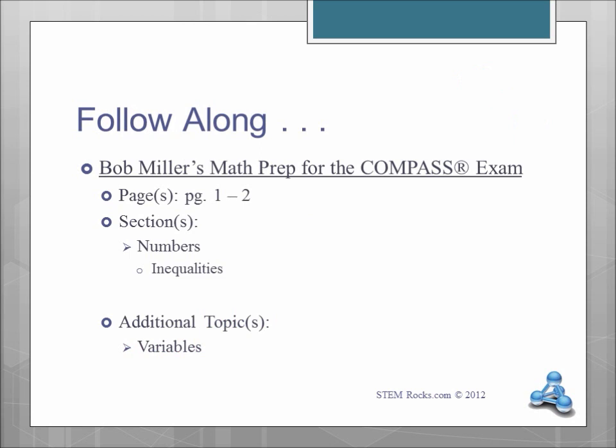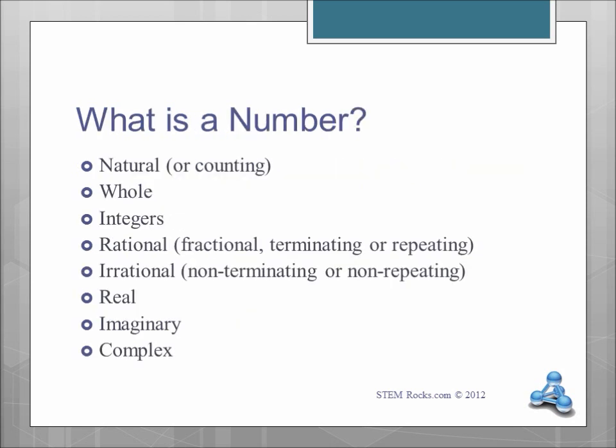Now that we have warmed up and loosened up and we're happy, we are ready to start. If you're following along in Bob Miller's Math Prep for the Compass exam book, we're going to cover pages 1 and 2 today, only the sections numbers and equalities. We're adding an additional topic, variables, that is not found in the book. Let's get started. What is a number?